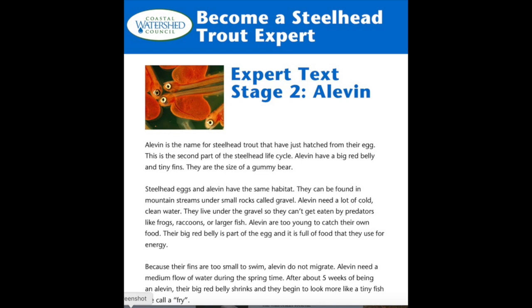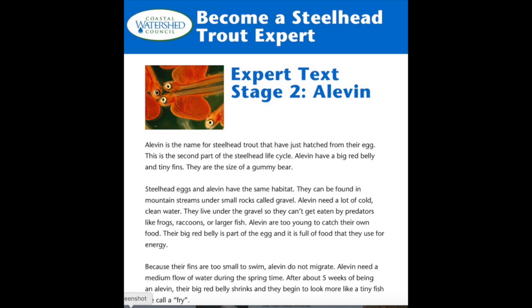Steelhead eggs and alvin have the same habitat. They can be found in mountain streams under small rocks called gravel. Alvin need a lot of cold, clean water. They live under the gravel, so they can't be eaten by predators like frogs, raccoons, or larger fish.